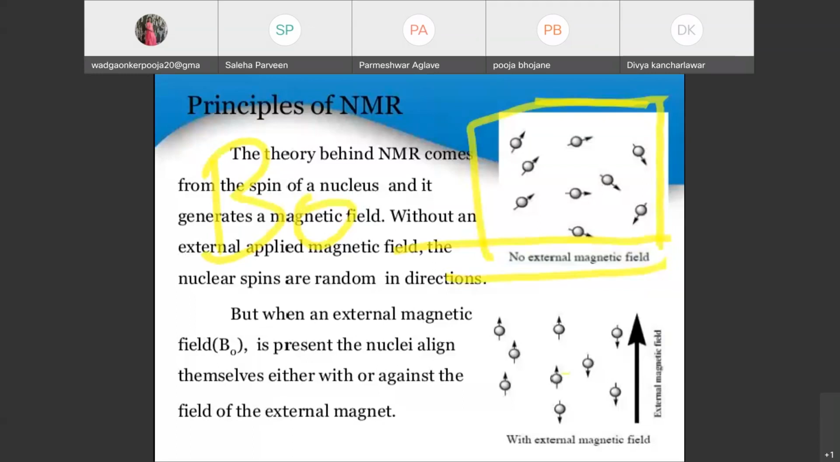That is nothing but the north and the south pole. Now let me continue with the main point which I want to tell you: when you are placing all these nuclei in the presence of magnetic field, all the nuclei can get aligned with the external magnetic field.